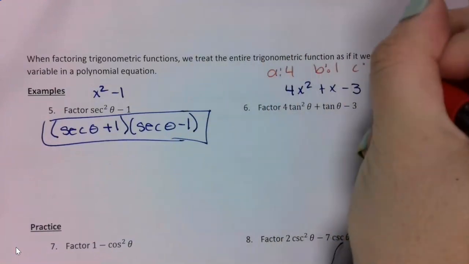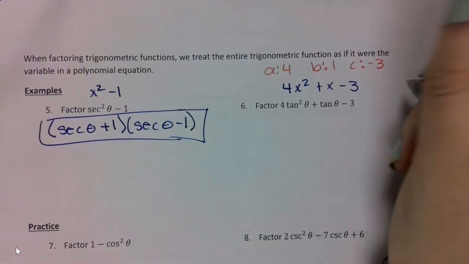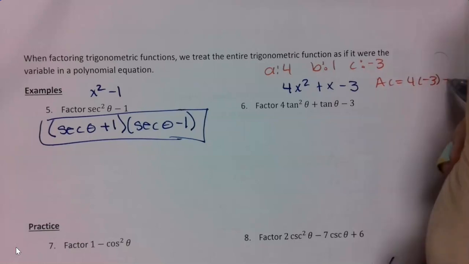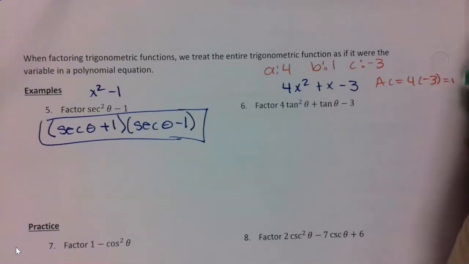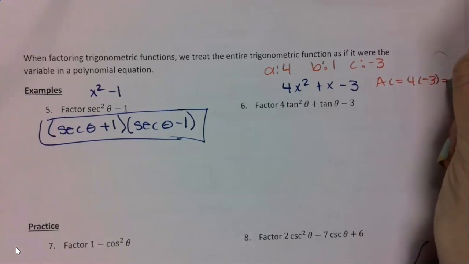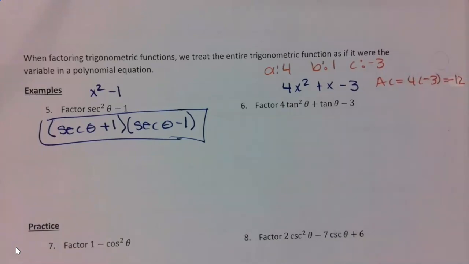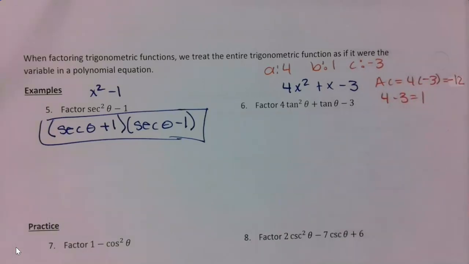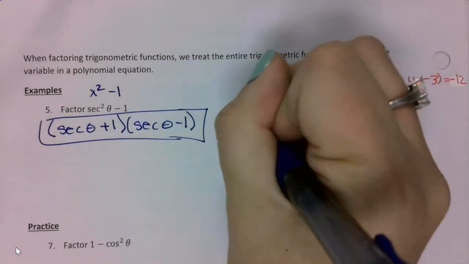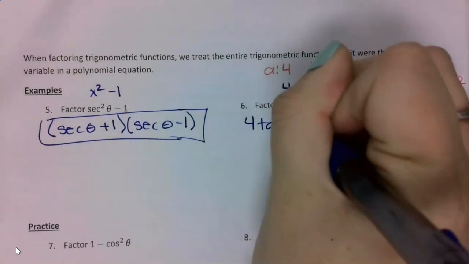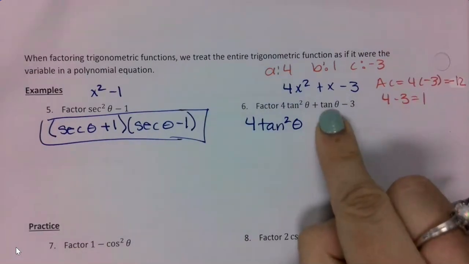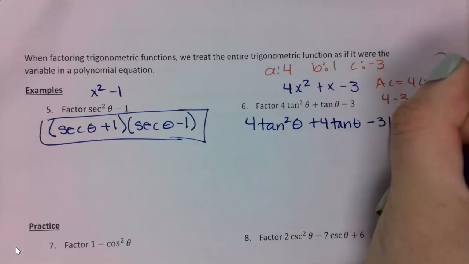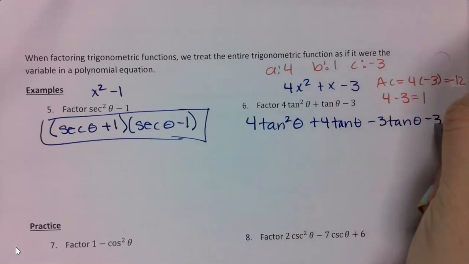Yeah. So I'm going to use the AC method here. So AC is 4 times negative 3. Gives me negative 12. What multiplies to negative 12 and adds to my middle value of 1? Okay. So then I'm going to split up my middle term, and I'm going to actually use the word tangent instead of x. So instead of having tangent, I'm going to split it up to 4 tangent, and then minus 3 tangent, minus that 3.